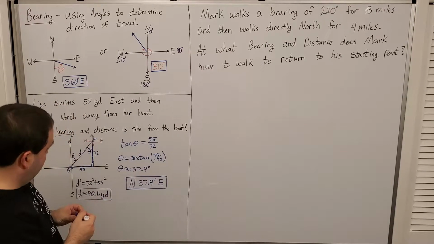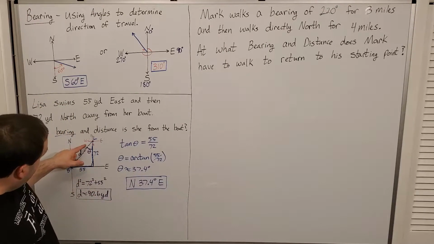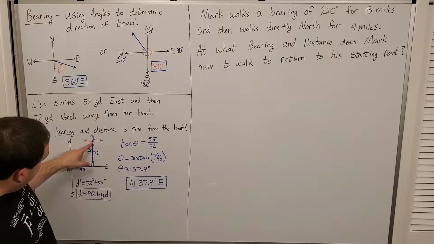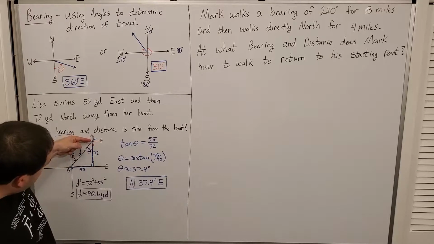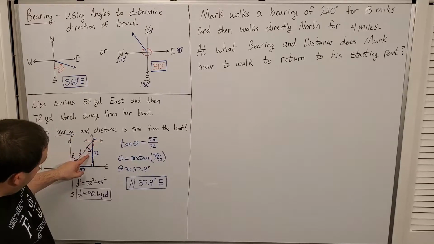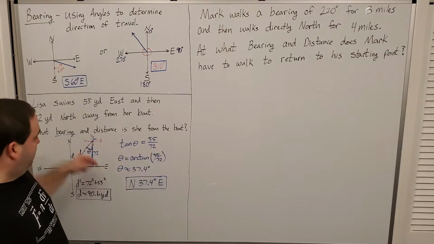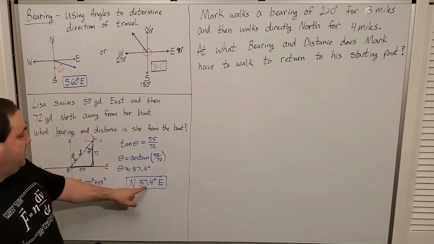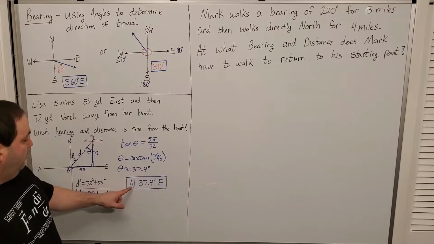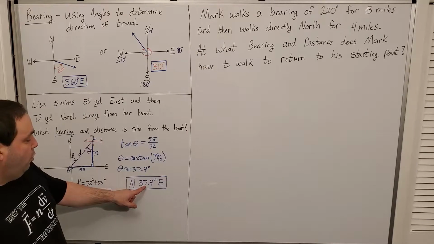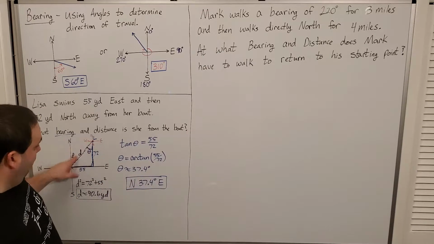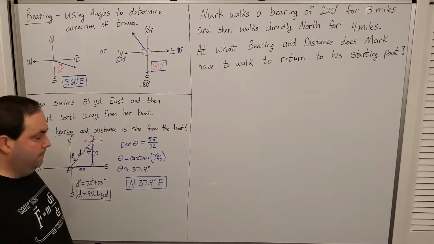Notice that I could use a similar angle. It's actually the same angle, theta, between the south and west lines here. So if it was the bearing from Lisa to the boat, from here to here, I would actually use the same angle, but it would be south 37.4 degrees west from Lisa.